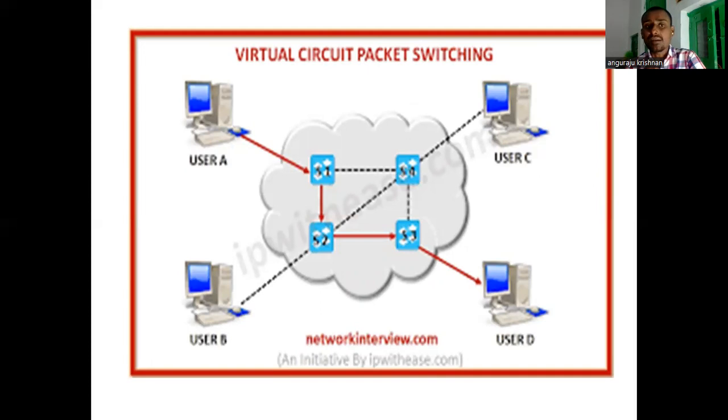This diagram shows virtual circuit packet switching. Here you have to transfer the information from user A to user D. Before transferring any information, it will establish the connection between the source and destination. User A sends a call request to user D. Then user D accepts the call, and only then is a connection formed. After the connection is established, it transfers the information from user A to user D.